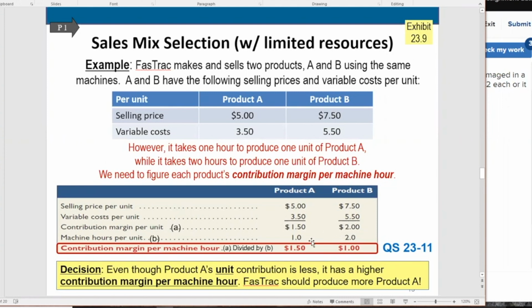But if we divide by the number of hours it takes to make it, we are making $1.50 an hour on this product. Now, this is all well and good. This $2 is just fine, but it takes 2 hours to make it. So if you think about it, how much are we making per hour on this product? Only $1. So see what I'm saying? It's not always about the profit per product. You got to consider how long it takes to make each product.